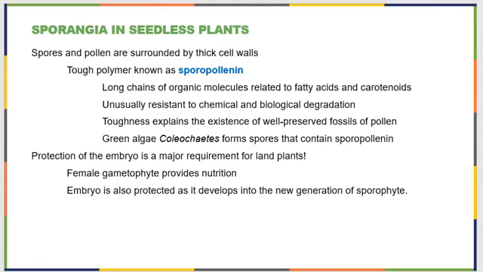So let's talk a little bit more about those sporangia and seedless plants. Spores and pollen are often surrounded by very thick cell walls. They have a really strong polymer called sporopollenin. These are just really long chains of fatty acids and carotenoids. These sporopollenin polymers are really important because they are remarkably resistant to chemical and biological degradation, which means that a spore that has been fertilized can sit in the ground for thousands of years, and you can bring it back to life. It will grow into a brand new plant.